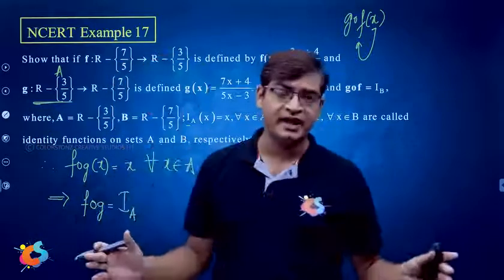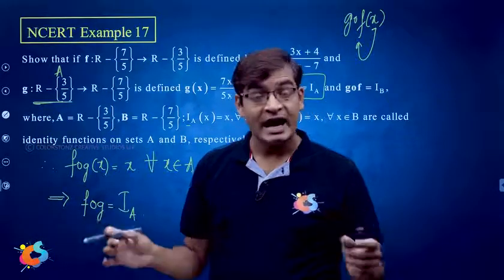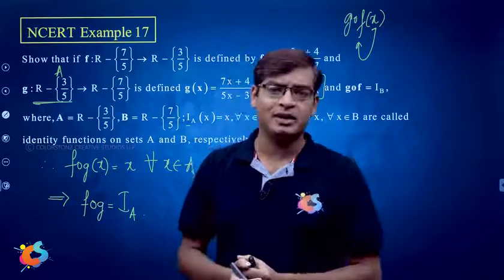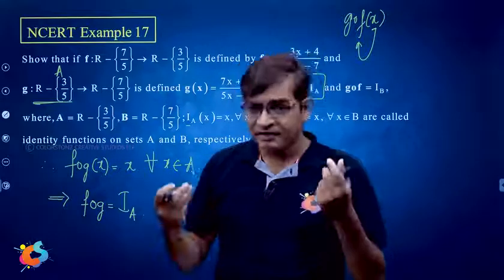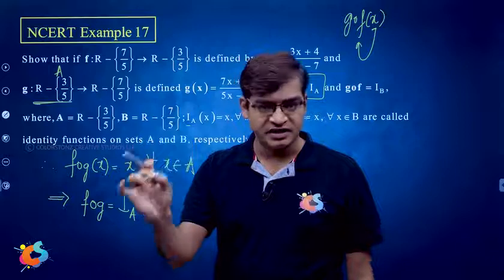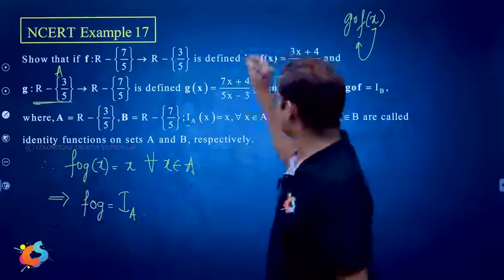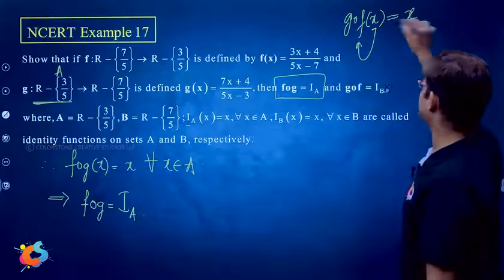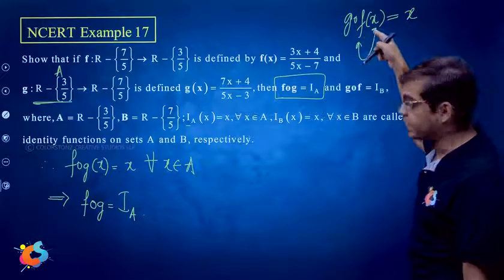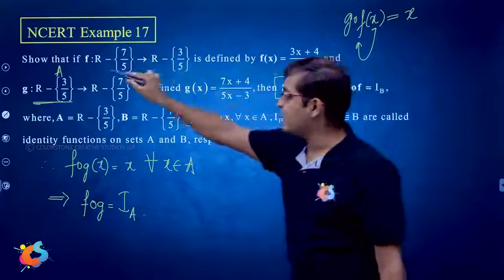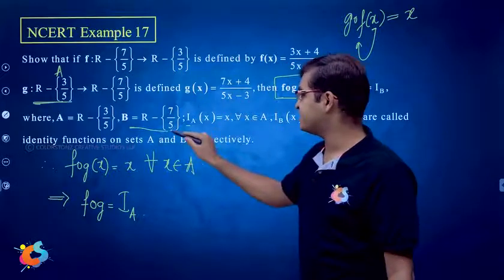Now if you want to find g circle f and you have to prove that this is equal to I_B, what is the difference? Everything is the same. Just we have to find g circle f of x. We should prove that this is equal to x. And once you have that, this x should come from the domain of f. What is domain of f? R minus 7 by 5. What is R minus 7 by 5?